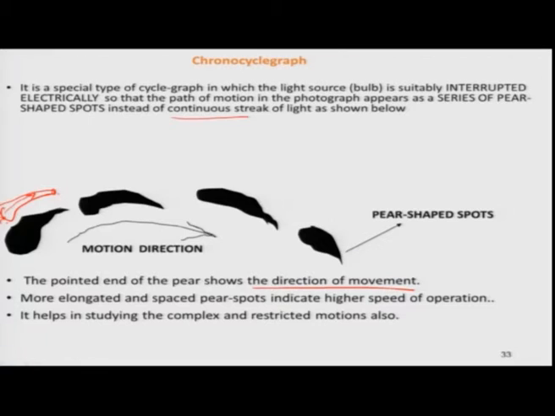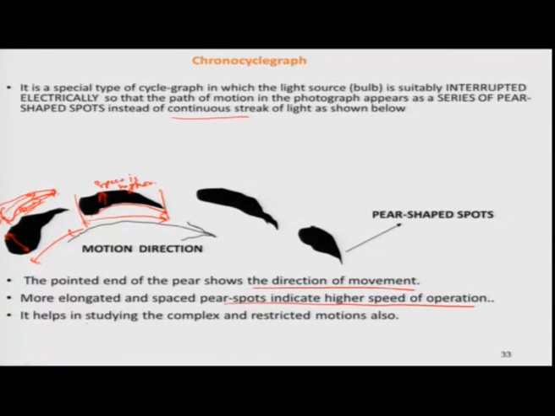Okay, and the length of this one denotes the time; it is calibrated by time. If the length is more, then the time required for this operation is higher, and a more elongated and spaced pear spot indicates higher speed of operation. Also, here the width is higher as compared to here, so here the speed is higher. You have moved your hand rapidly in this area as compared to the previous one.